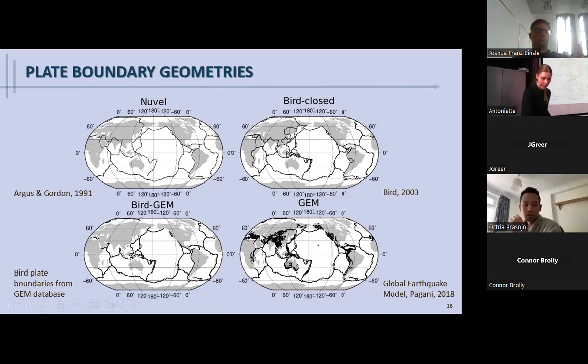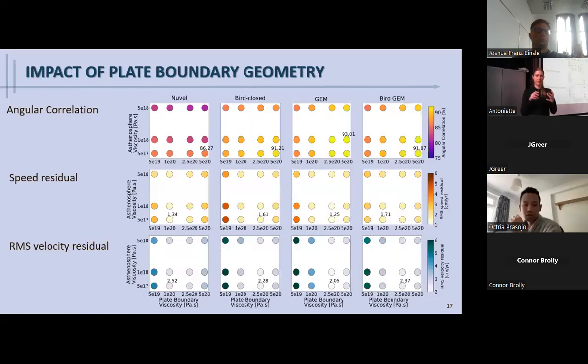And so now we ran models with all of these different geometries of the plate boundaries, and that's what's shown here. So basically each column is a different plate boundary geometry. And again, the x-axis is plate boundary viscosity, the y-axis is asthenosphere viscosity, each dot is one model, and those are our 3 different criteria for evaluating the fit of the model.